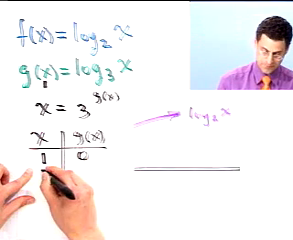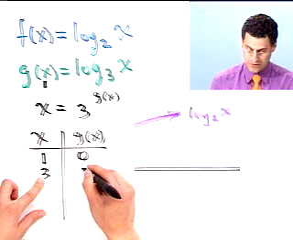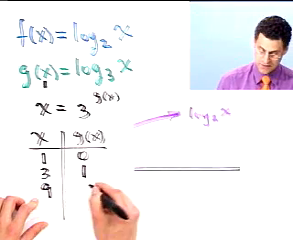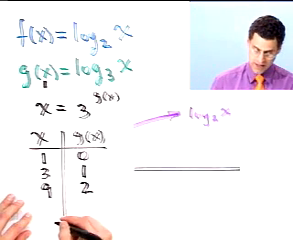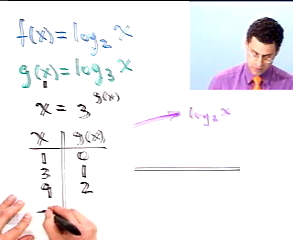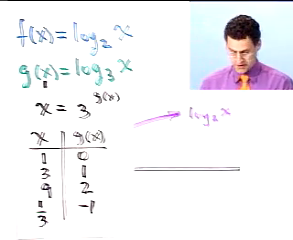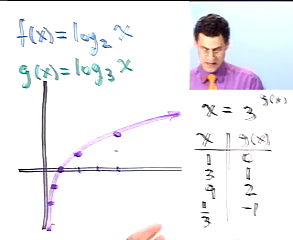If I put in a 3 here, 3 to what power gives me 3? Well, that's 1. If I put in, let's say, a 9, this would be a 2, because 3 squared is 9. And then finally, let's just put in a 1/3 and realize that's negative 1. Those points should do it since I know the general shape now. I'm getting better at that. Put these here, and let's graph these points.